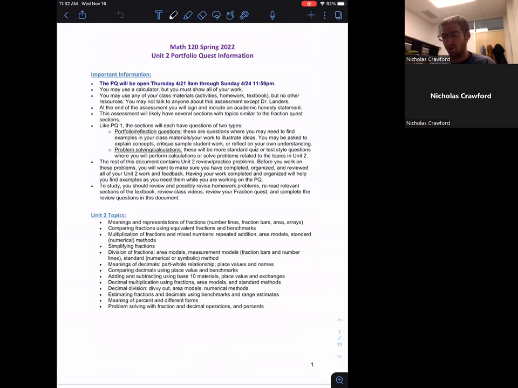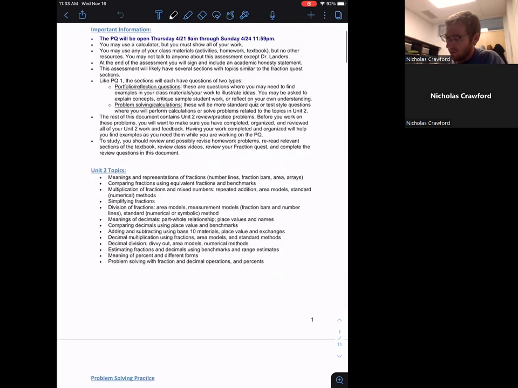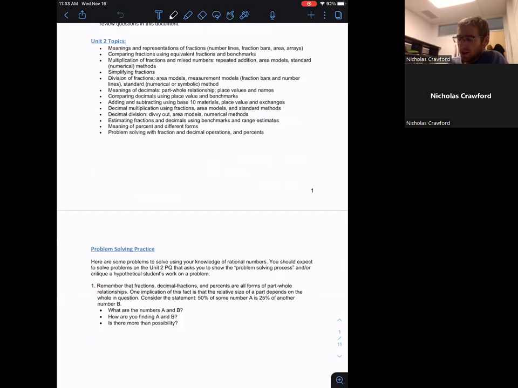Those dates are wrong for the portfolio quest. I'll fix that. The right ones are up on Canvas. So it's due a week from Sunday, the Sunday after Thanksgiving. You can use a calculator, you can use any of your class materials, right? But you cannot talk to anyone or anything like that, except for me.